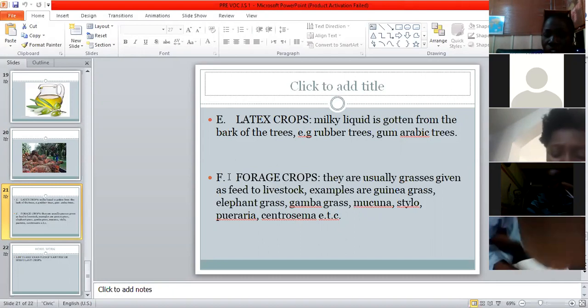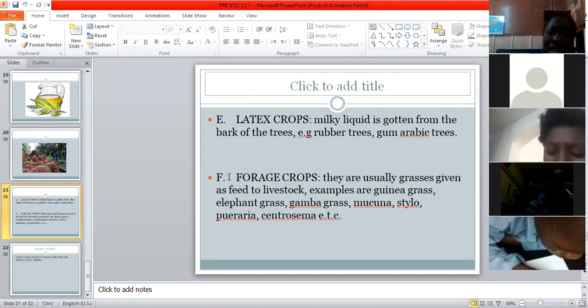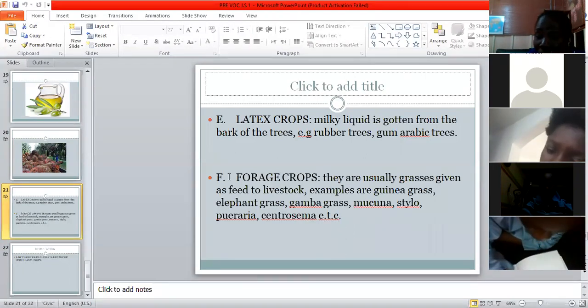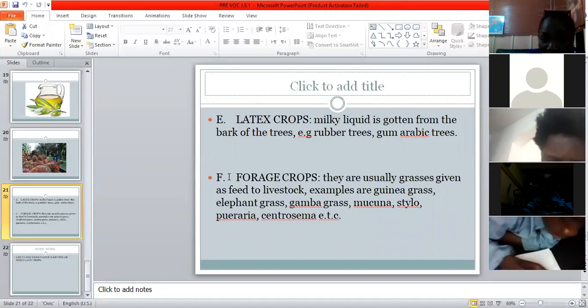Examples of leguminous forage crops are mucuna, Stylosanthus gracilis, Puraria, Centrosema, and Fasciolus. Why this big name? They are the botanical name of the leguminous crops. If you rear farm animals, basically the ruminant ones, examples are cattle, goat, and sheep.